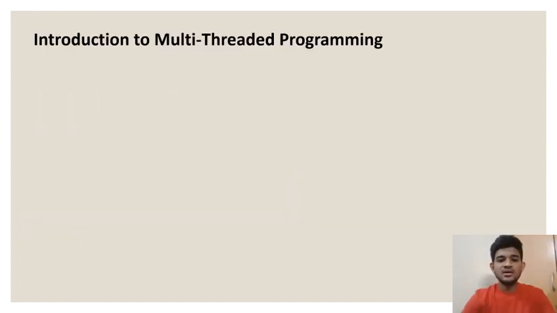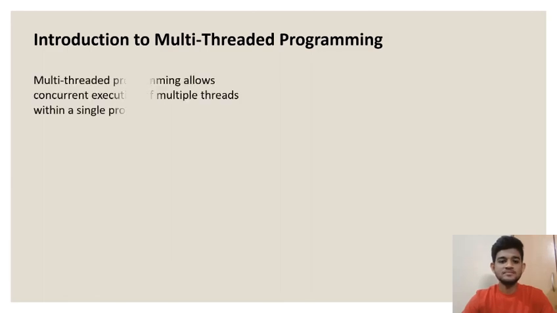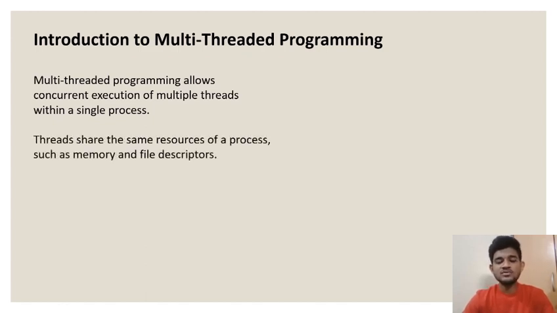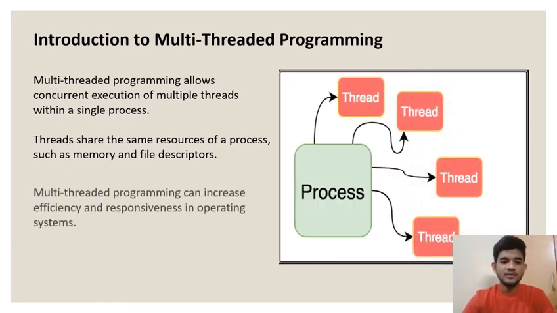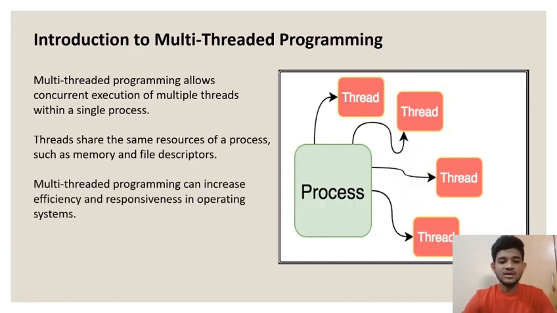Now let us see the introduction to multi-threaded programming. Multi-threaded programming allows concurrent execution of multiple threads within a single process. Threads share the same resources of the process such as memory and files. Multi-threaded programming can increase efficiency and responsiveness in operating system because multiple threads are going to perform the same process.